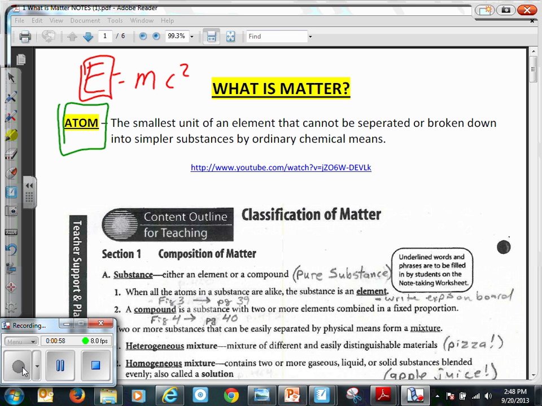The word atom comes from a Greek word called atomos, and that Greek word atomos means indivisible, cannot be divided.